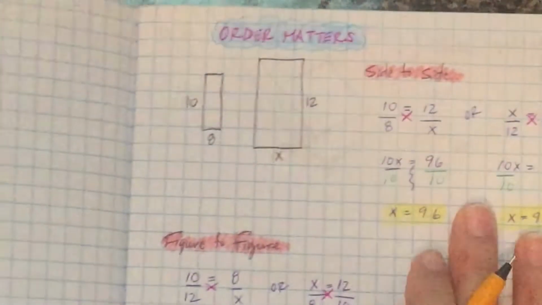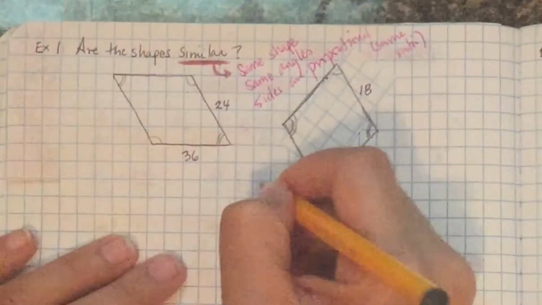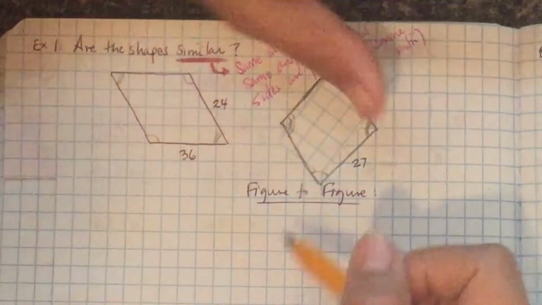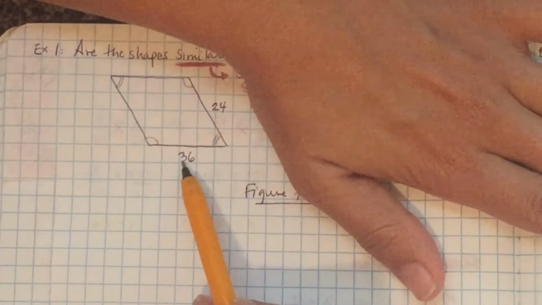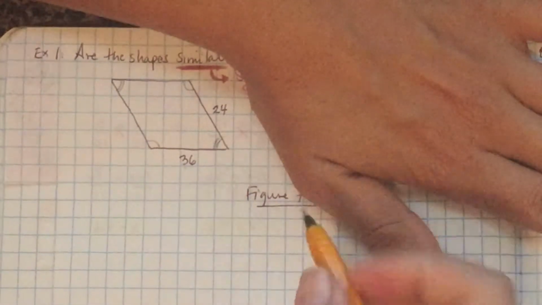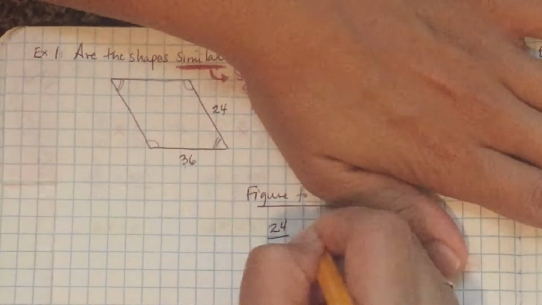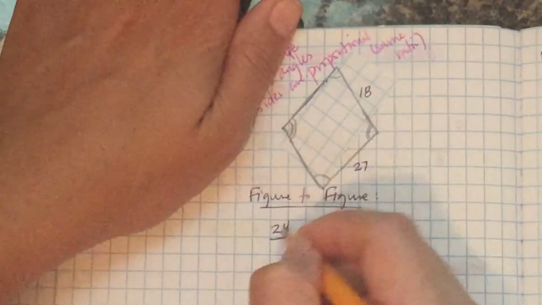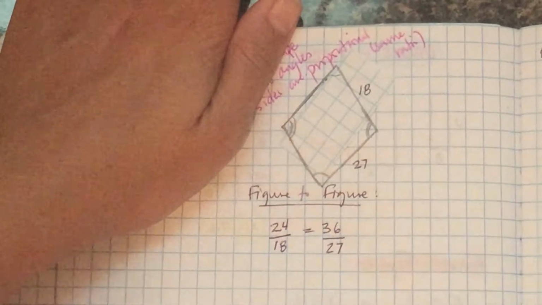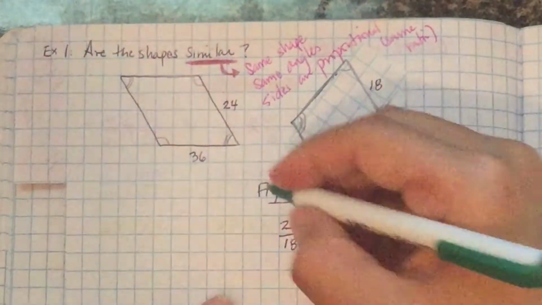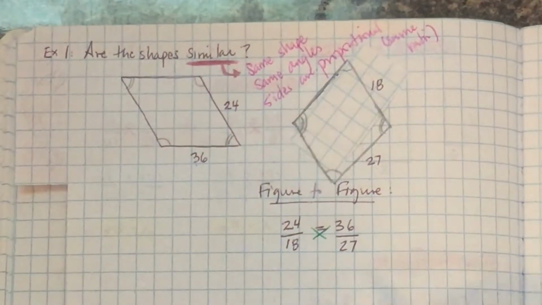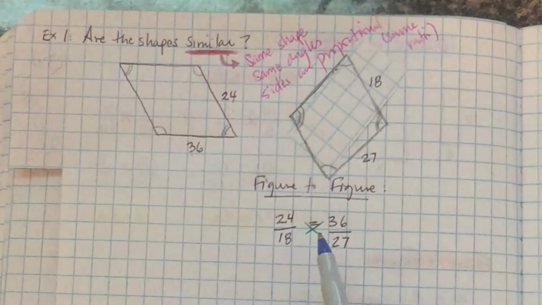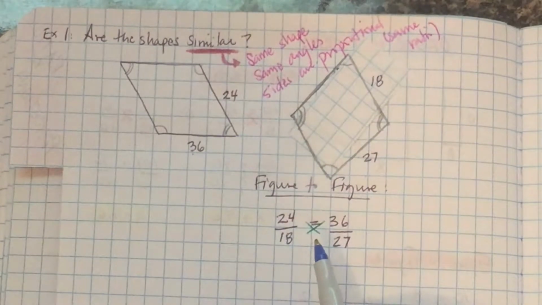So let's go ahead and set it up. I'm going to do figure to figure because that's a little bit easier when you have this kind of questions. Alright, so I'm going to do small to big, so 24 to 36. So 24 equals 36. And on the other one, the same thing, small to big, so 18 goes with 27. Remember, you have to keep the order exactly the same. Then go ahead and cross multiply. So 27 times 24 and 18 times 36.